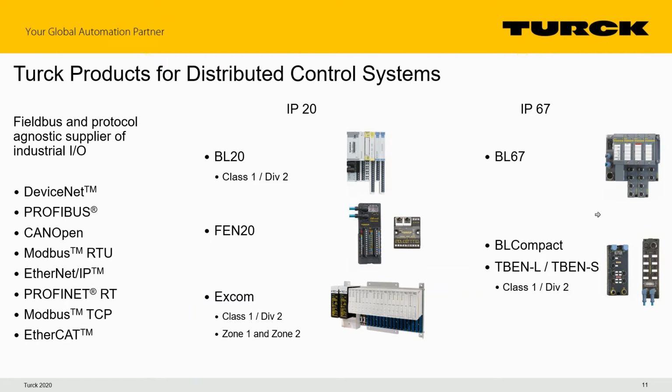On the IP67 side of things, for machine mount, we have our modular product called BL67. Again, we start with a communications gateway on the left, and then we add modules as we go to the right. We have our IP67 block products. One on the left is our BL Compact. The one on the right is a TBN-L. We also have TBN-S, which is a miniature version of that. As far as Class 1 Div 2, we have that for the Ethernet version of the BL Compact, for the TBEN-L and the BL20.